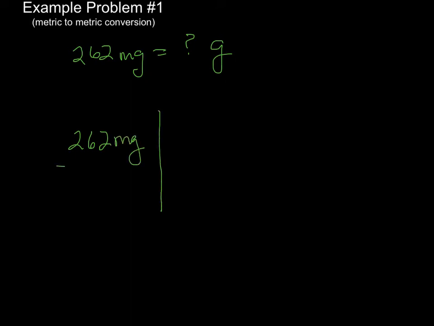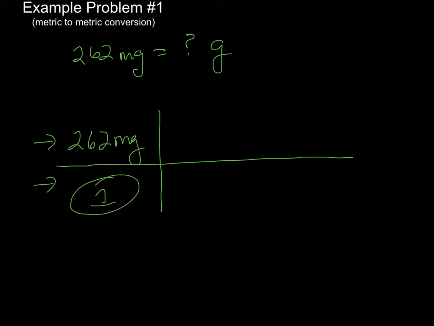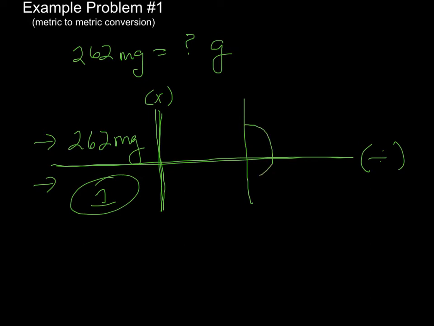We draw a line this way, we draw a line that way. Now, if there's nothing down here, it's assumed to be a 1. This is your numerator, this is your denominator. This line here means we're going to multiply. This line here means we're going to divide. So now we need a conversion, a unit of measure in which the numerator equals the denominator. In this particular problem, we're going from milligrams to grams.